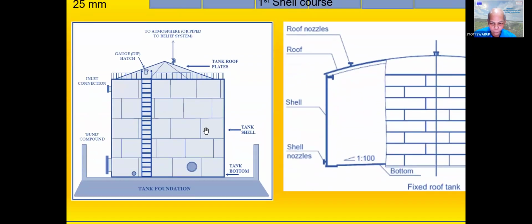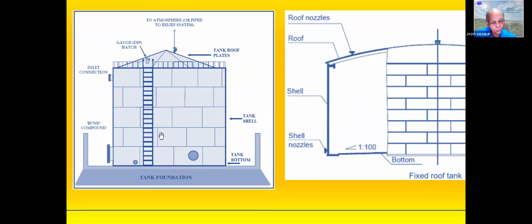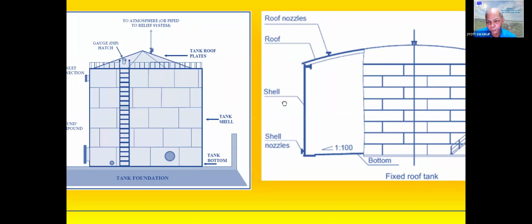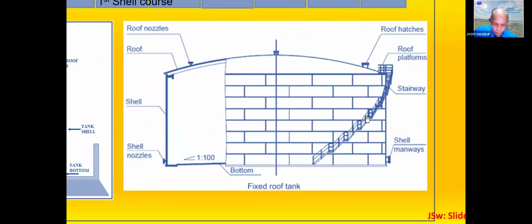And you can see this is how the tank will look, depending on the plate size. Each plate is welded to the other plate in both horizontal and vertical direction. This is how the tank plate will look when you see it from a distance. The tanks also require shell nozzles, roof nozzles, roof hatches, roof platforms, stairways, manways, etc.